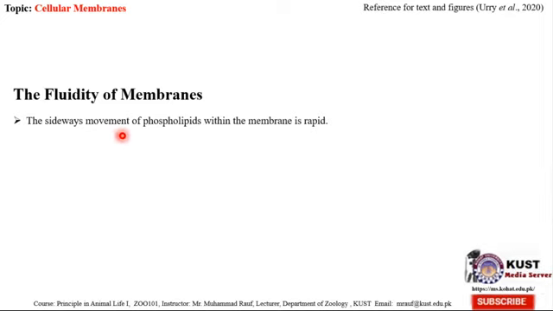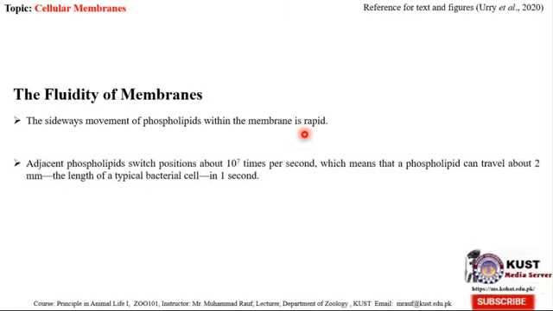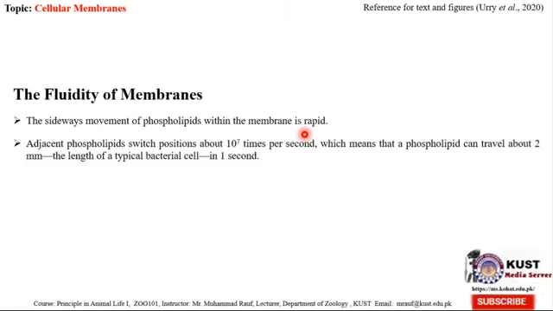The sidewise movement of phospholipids within the membrane is rapid. It occurs about 10 to the power 7 times per second, and a single phospholipid molecule travels about 2 micrometers in a second, which is equal to the length of a typical bacterium.